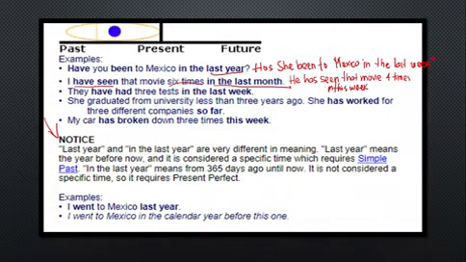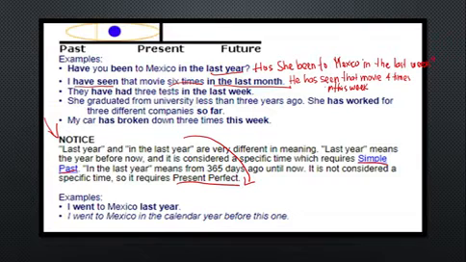Del 2019, pues no sé, por ahí, en algún momento del 2019. Y si yo digo, el año pasado me sucedió eso, es muy diferente del simple past que del presente perfecto, ¿ok? In the last year, you use the present perfect.